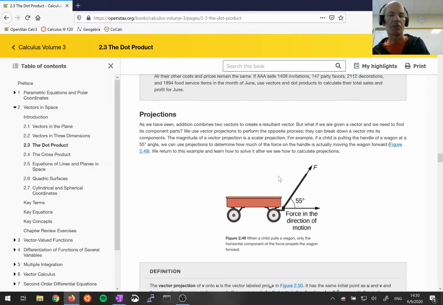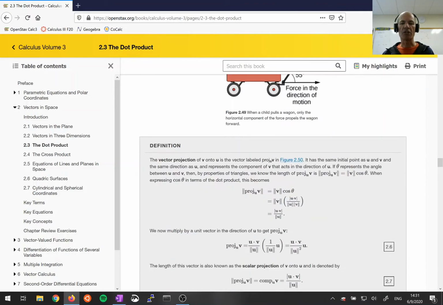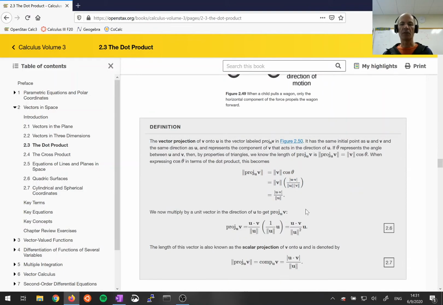Probably one of the most useful aspects of the dot product is extracting components that we're interested in. Oftentimes we're working with a force, and we're interested not in the direction that the force is acting, but in some other direction. The dot product provides us with a tool to figure out how much of this force is acting in a particular direction. And it's called the projection of v onto u.